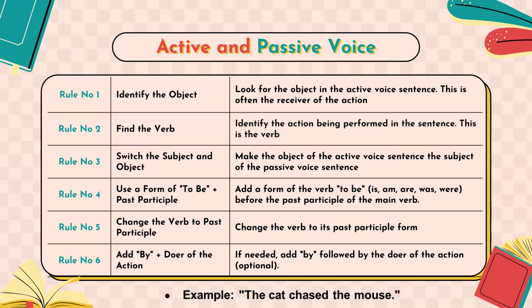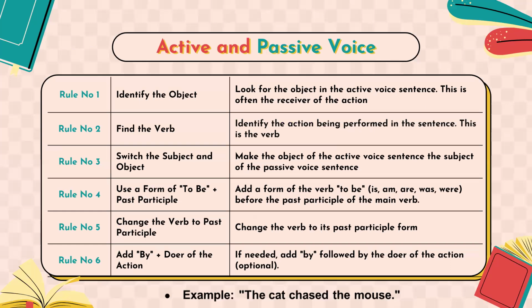Number three, switch the subject and object. You must switch over the subject and object. Make the object of the active voice sentence the subject of the passive voice sentence. Here in the example, the object of the sentence is the mouse, so you must make the object into the subject.